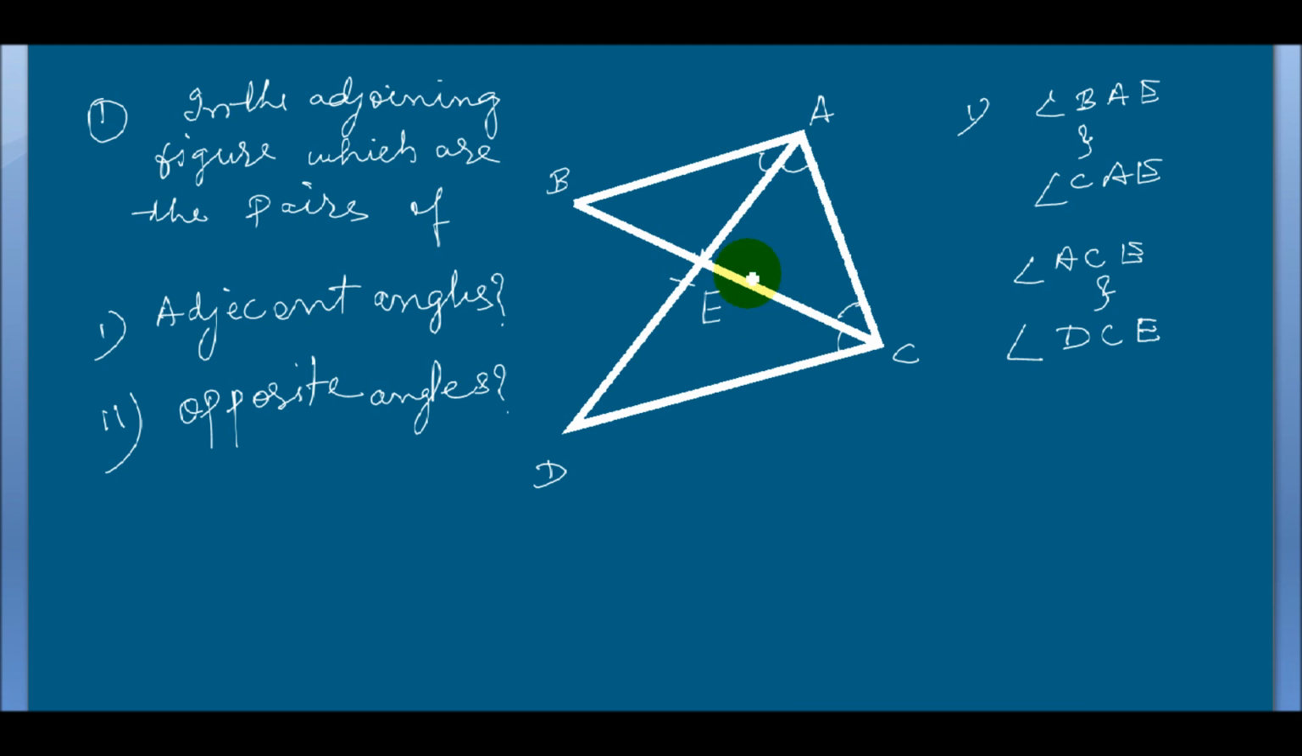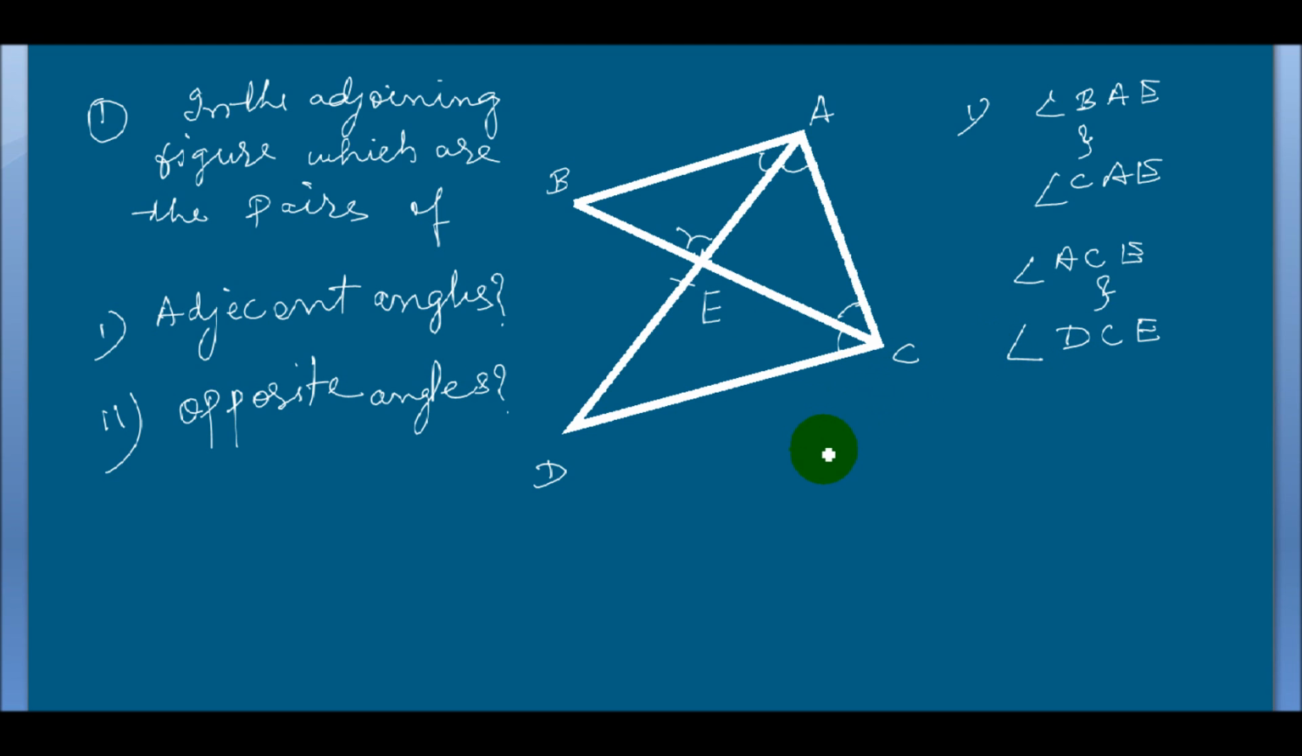Other adjacent angles also will be this one and this one, this one and this one, this one and this one. Why? The conditions for the adjacent angles are fulfilled here. There must be a common line, there must be a common vertex, here it is. And the other two sides will be opposite to the common line. So these were the adjacent angles.